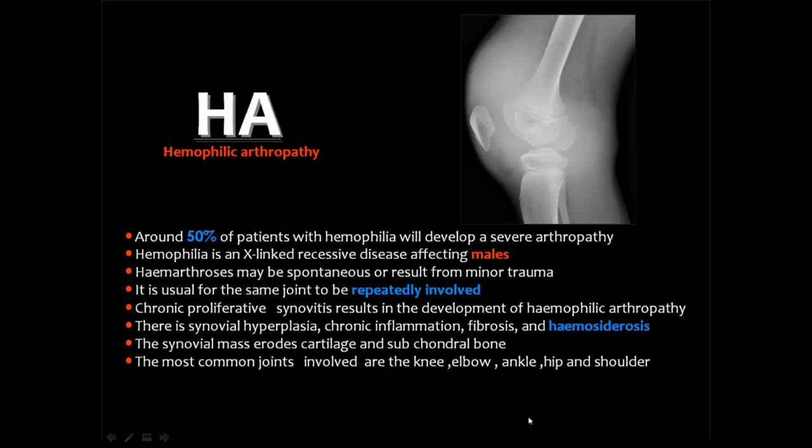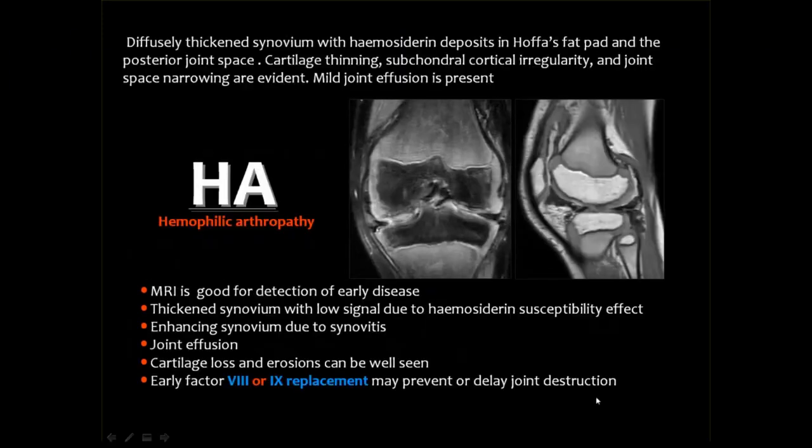osteoarthritic changes. The synovial hyperplasia, the chronic inflammation, fibrosis, and hemosiderosis are the causative factors for the significant joint damage. Synovial masses will erode the cartilage and the subchondral bone. The most common joints to be affected are, of course, the knee, the elbow joint, the ankle, the hip, and the shoulder.